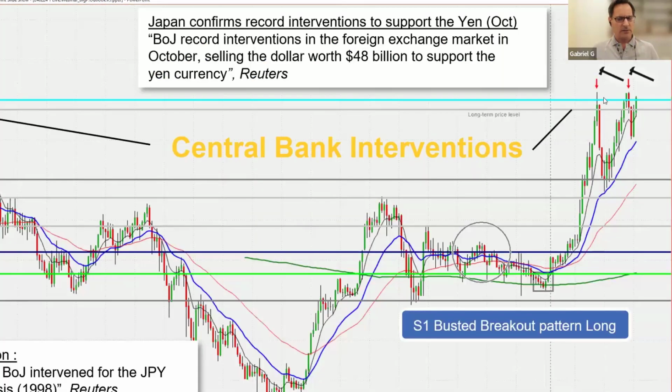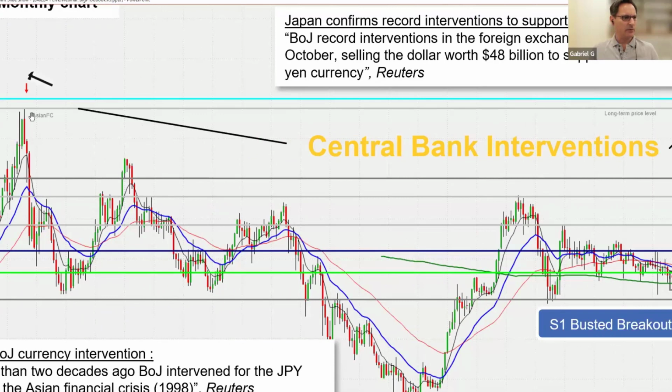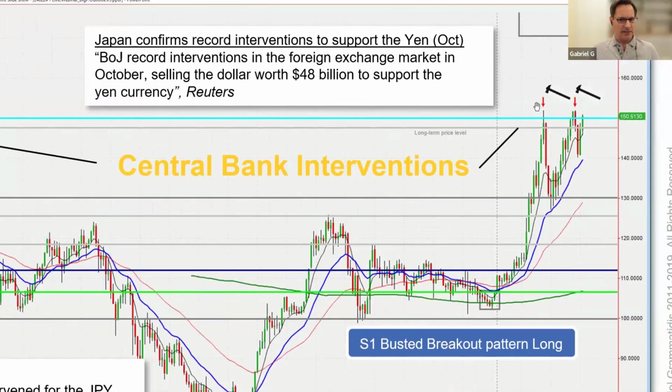Now, was it a surprise that the Bank of Japan got nervous around that level? Actually not, in hindsight, because they had intervened before. That seems to be a very important level. It's a long-term level, the 150 level, and they've intervened here. They intervened again. And just this week, this Friday, we closed slightly above the 150.